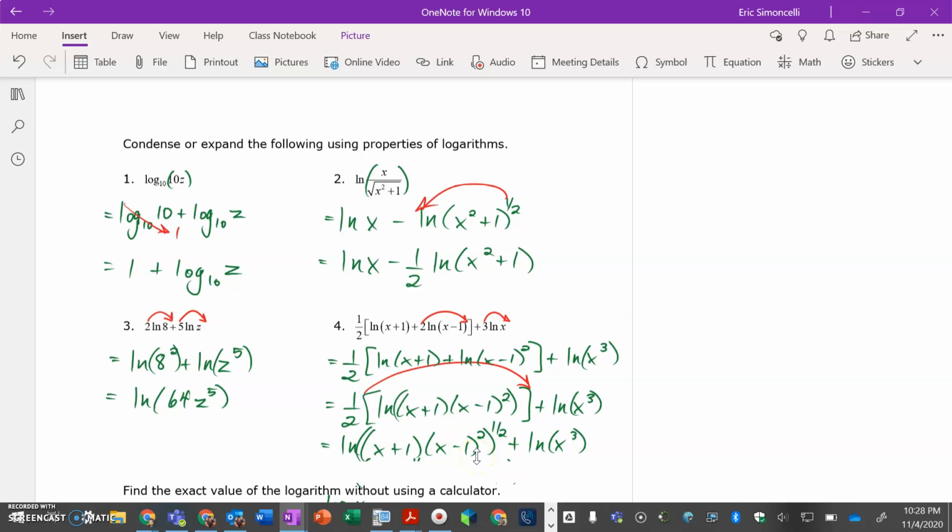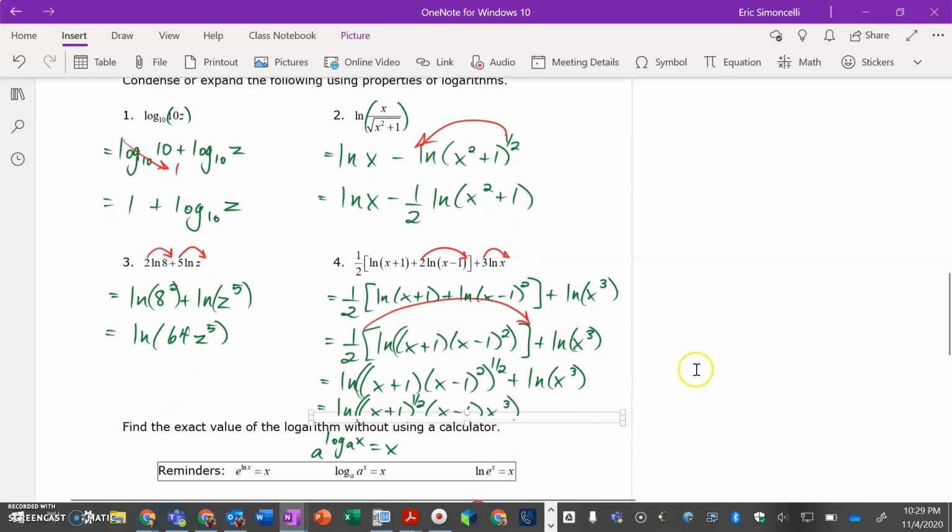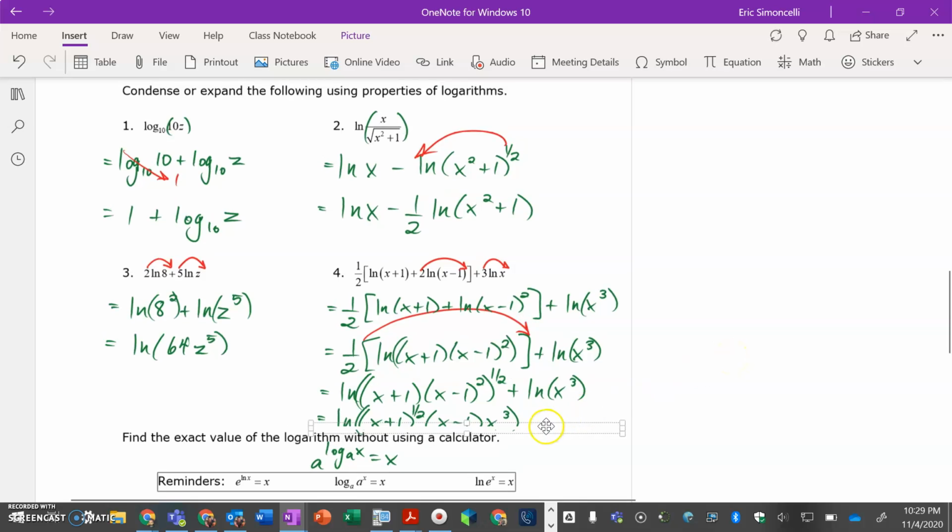I've moved the half out at the back end, so to speak, of the function's first term. So natural log of x plus 1 times x minus 1 squared, the whole quantity raised to the half power. I'm still adding a natural log of x cubed, so there is another step, which, as you can see, I've performed for you already, the product property, which applies because this is a plus sign again. So this times that in full, as you can see, one single natural log of x plus 1, quantity to the half, times x minus 1 times x to the third.